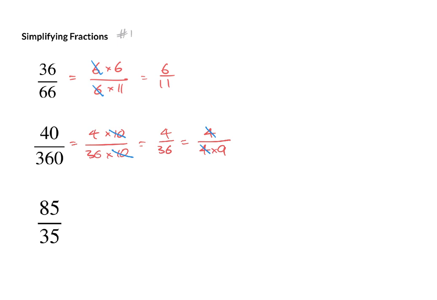So although we cross them out, we cannot leave nothing on the top. So we would replace that with a 1. So we have basically a final answer here of 1 over 9. So 40 over 360 is equal to 1/9. And then the final one here, they're both multiples of 5 because they end in a 5. Not easy to spot this one, but this is 17 multiplied by 5, and 35 is 7 multiplied by 5. Again, I can cancel the 5s, and that just leaves me with 17 over 7.